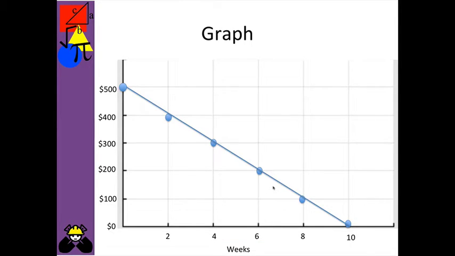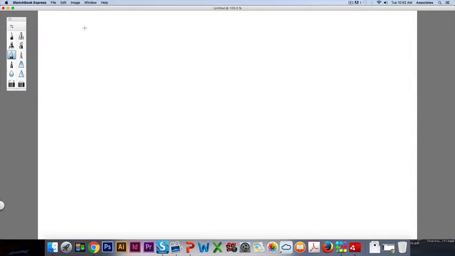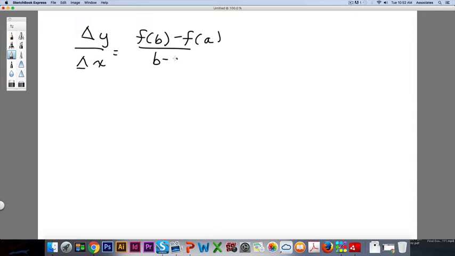Welcome back. Let's go to our slate. All right, so what I know is, here's my formula. Delta y over delta x equals the function of b minus the function at a over b minus a. All right, so I'm going to pick 2 values. I usually like the farthest apart, but it's your choice. So after 0 weeks, he owed his parents $500. After 10 weeks, he owed his parents $0. So these are going to be weeks.